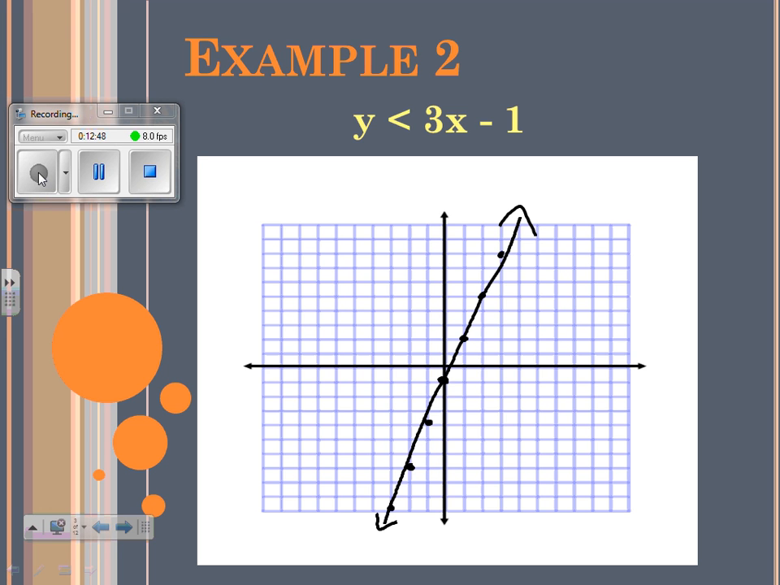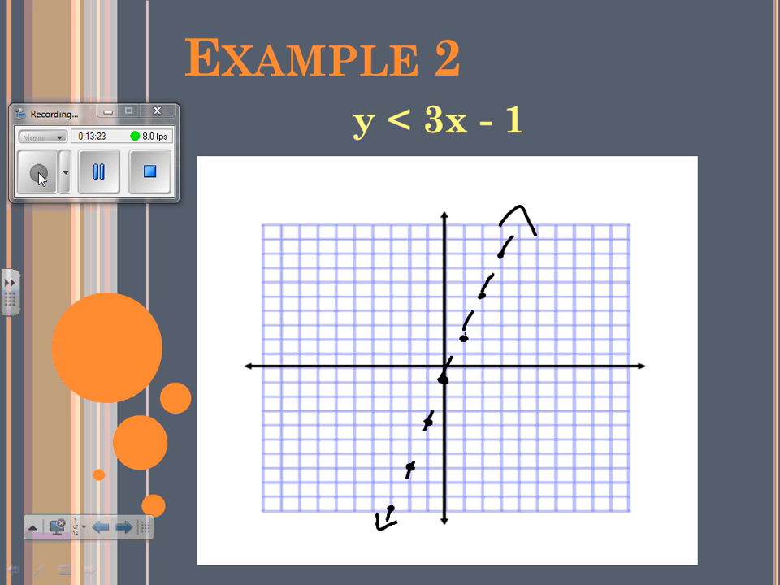So what you do to say that these points don't work is you make your line dashed. So you use the line for the boundary, but this says that these answers don't work. Because if I took these points and plugged them in, it would make it equal, and it doesn't want to be equal. Does that make sense? I only want the points that are less than.